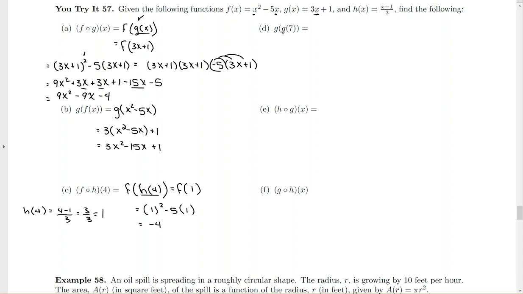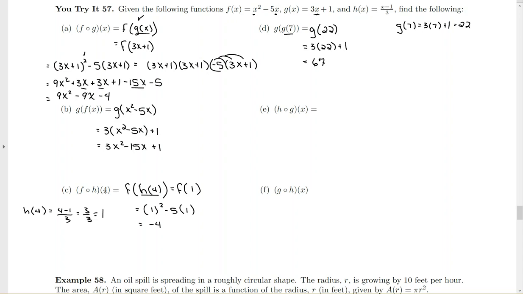For letter D, g of g of 7. So I go find g of 7 first. Go up to the g function, plug in the number 7 off to the side here. Figure out what that number is. So 3 times 7 plus 1, 22. So this is g of 22. So now I go back to the g function, take out its x, put in the number 22. So we have 66 plus 1, or 67.